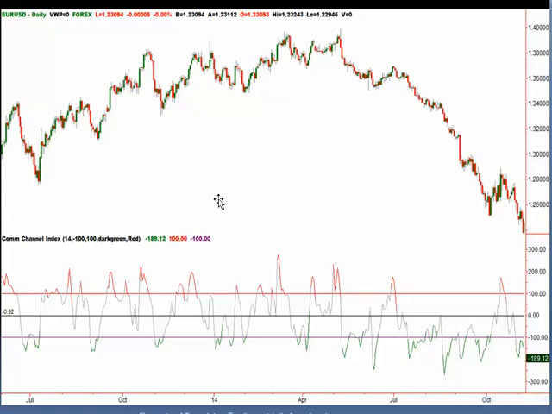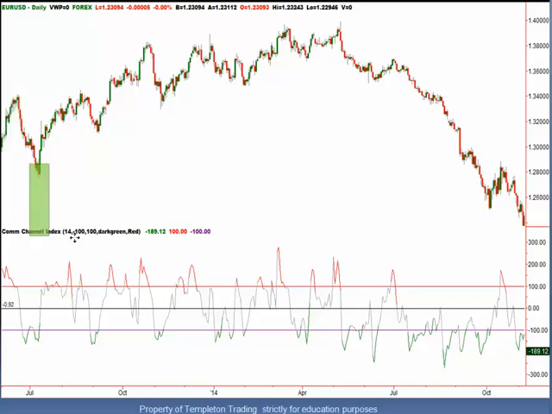The momentum trading strategy is when the CCI crosses above the positive 100 line. So in other words, when it crosses above this red line, this indicates a buying signal for a trend up. So in other words, what this is indicating is that the market should be bought because it's strengthening. So let me show you an example.